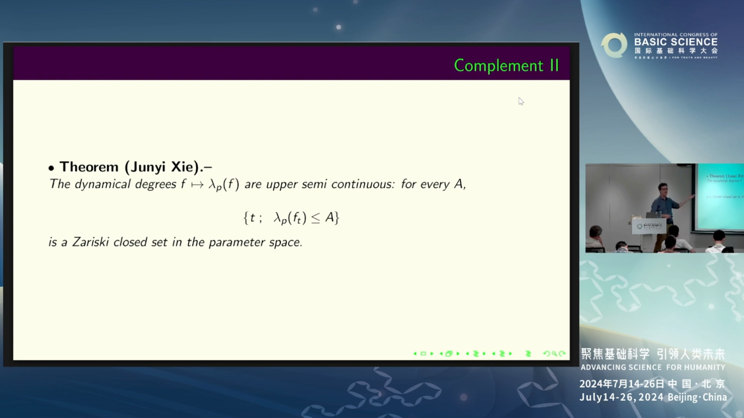It may look like a technical statement, but this is a crucial fact when you do dynamics or when you do what people call canonical height in arithmetic dynamics. And this works for all dimensions and all codimensions. So that's it.